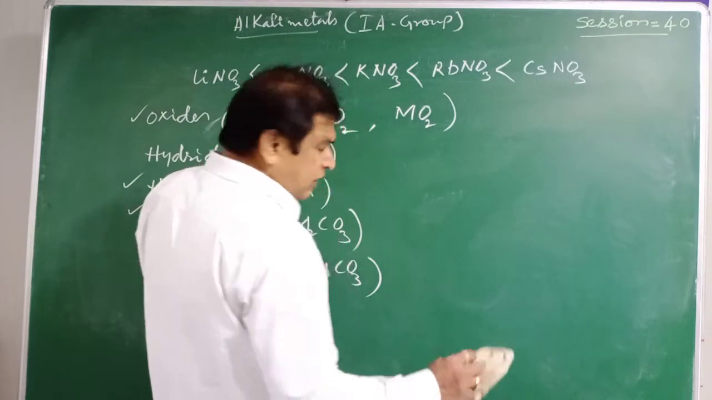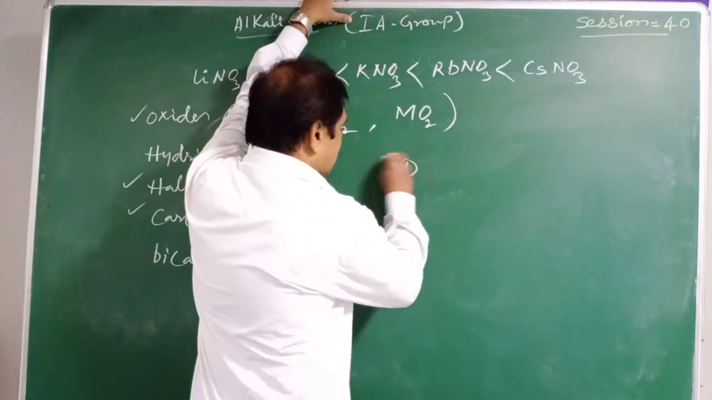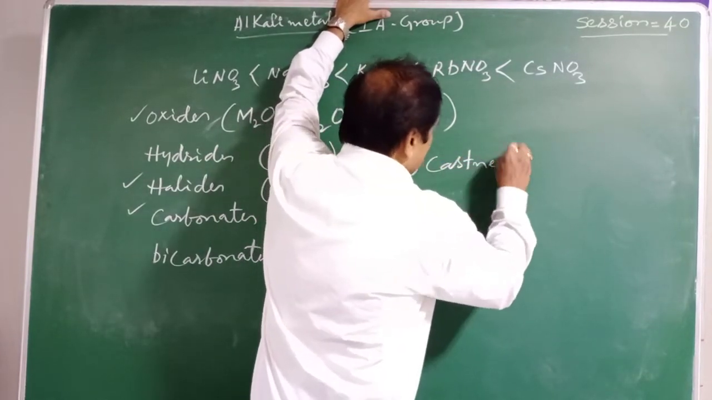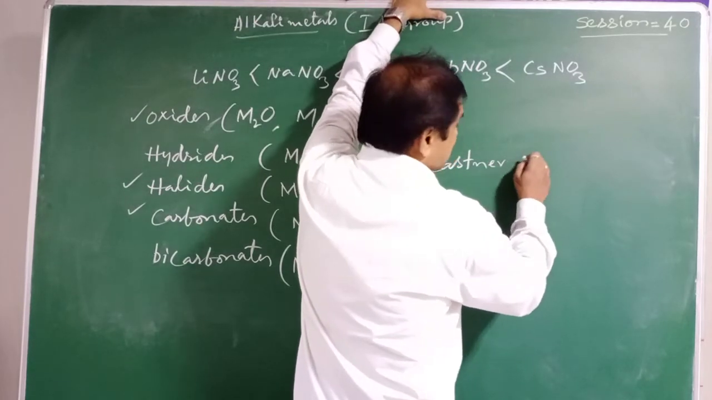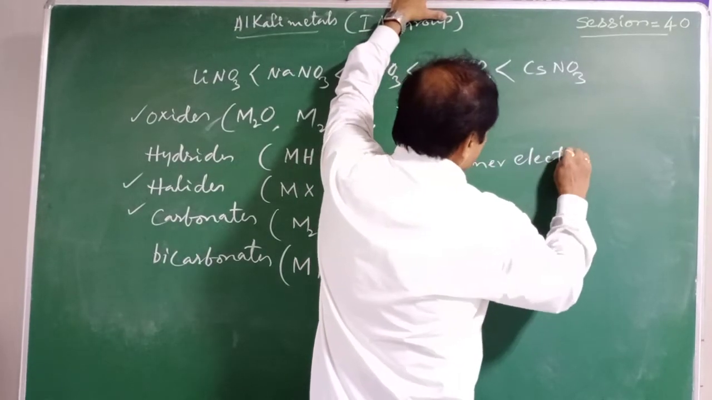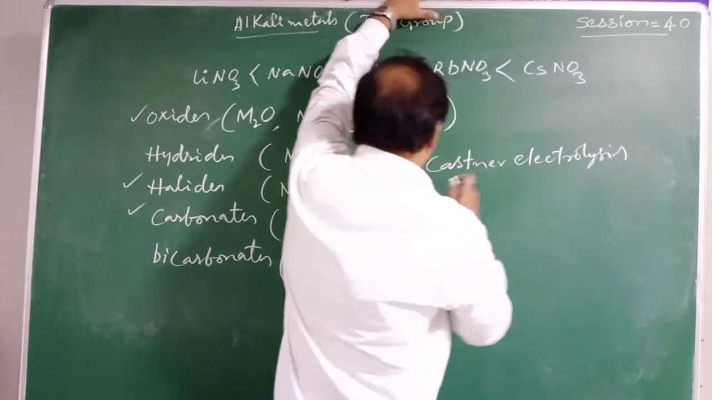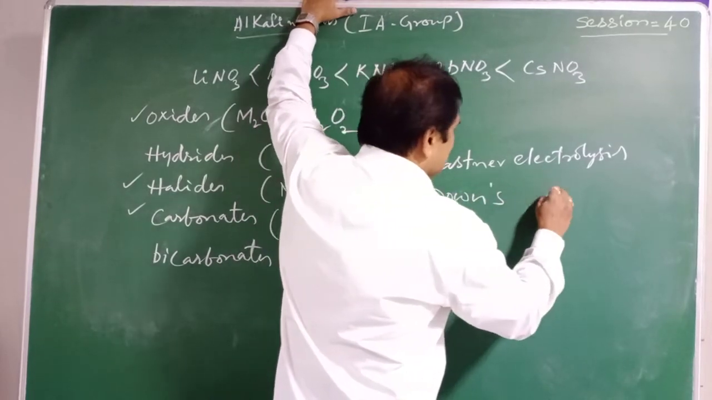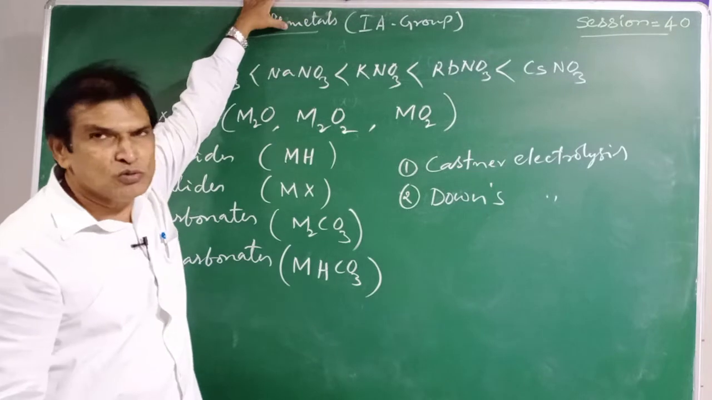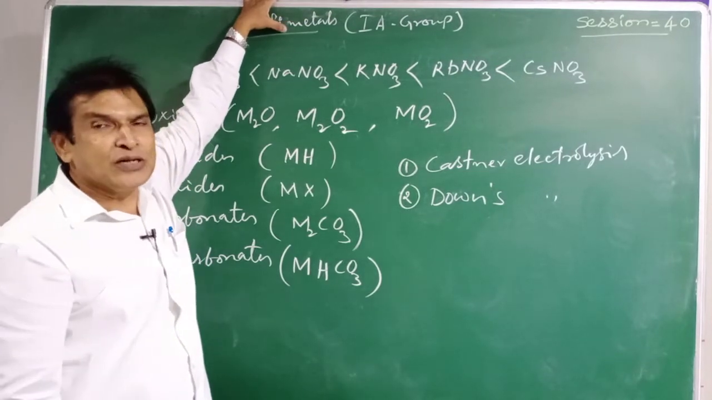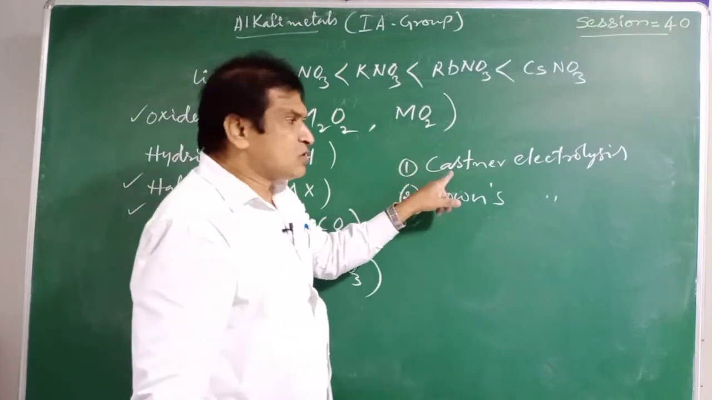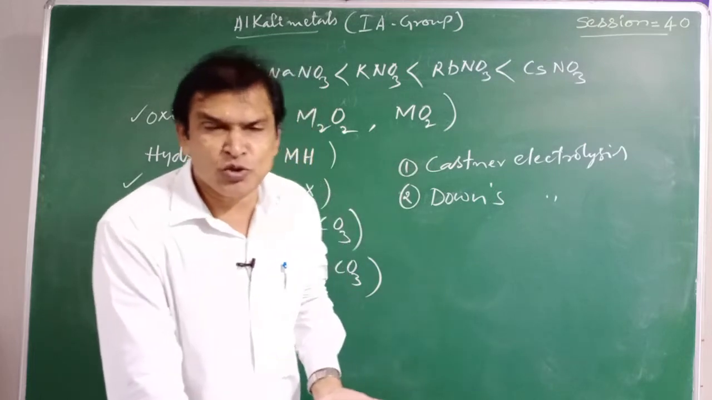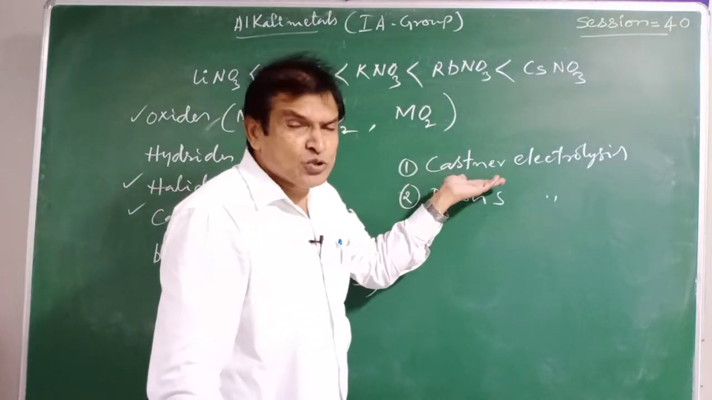Sodium metal can be extracted by, one, the Castner process, that is Castner electrolysis method, and the second one is the Downs process, Downs electrolysis method. So in the Castner electrolysis method, fused sodium hydroxide, that is fused caustic soda, is electrolyzed.